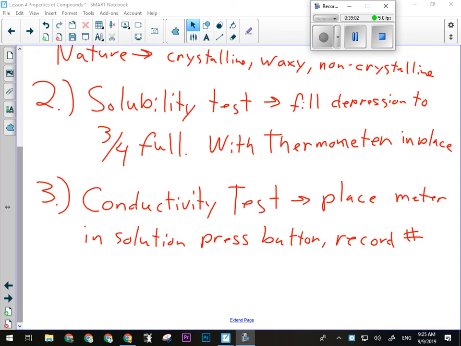All right, so if I'm doing all these tests, the first thing I would do is look at my observable properties test. I've got a white crystalline solid. The crystals are fairly square but quite small. I've spilled some, so I would need to make sure that I cleaned them out of the other depressions.